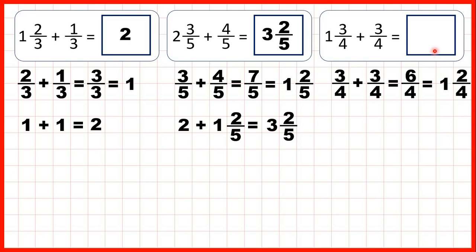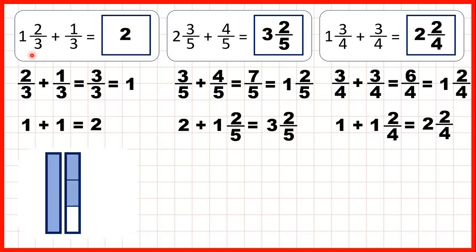But that's not our answer, because again, we've only added the fractions, and we have 1 whole in our question. So we need to add what we got from adding our fractions to the 1 whole that we had in our question, and that gives us 2 and 2/4 as our answer. And we can see what we were doing here.